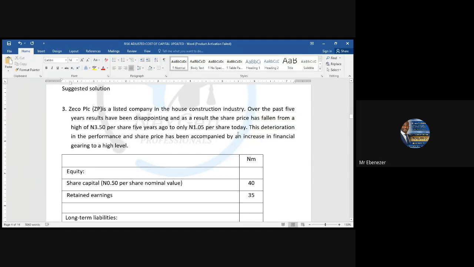Over the past 5 years, results have been disappointing, and as a result, the share price has fallen from a high of 3 naira 50 kobo per share 5 years ago to only 1 naira 05 per share today. Class, things have not been going well with the company, right?